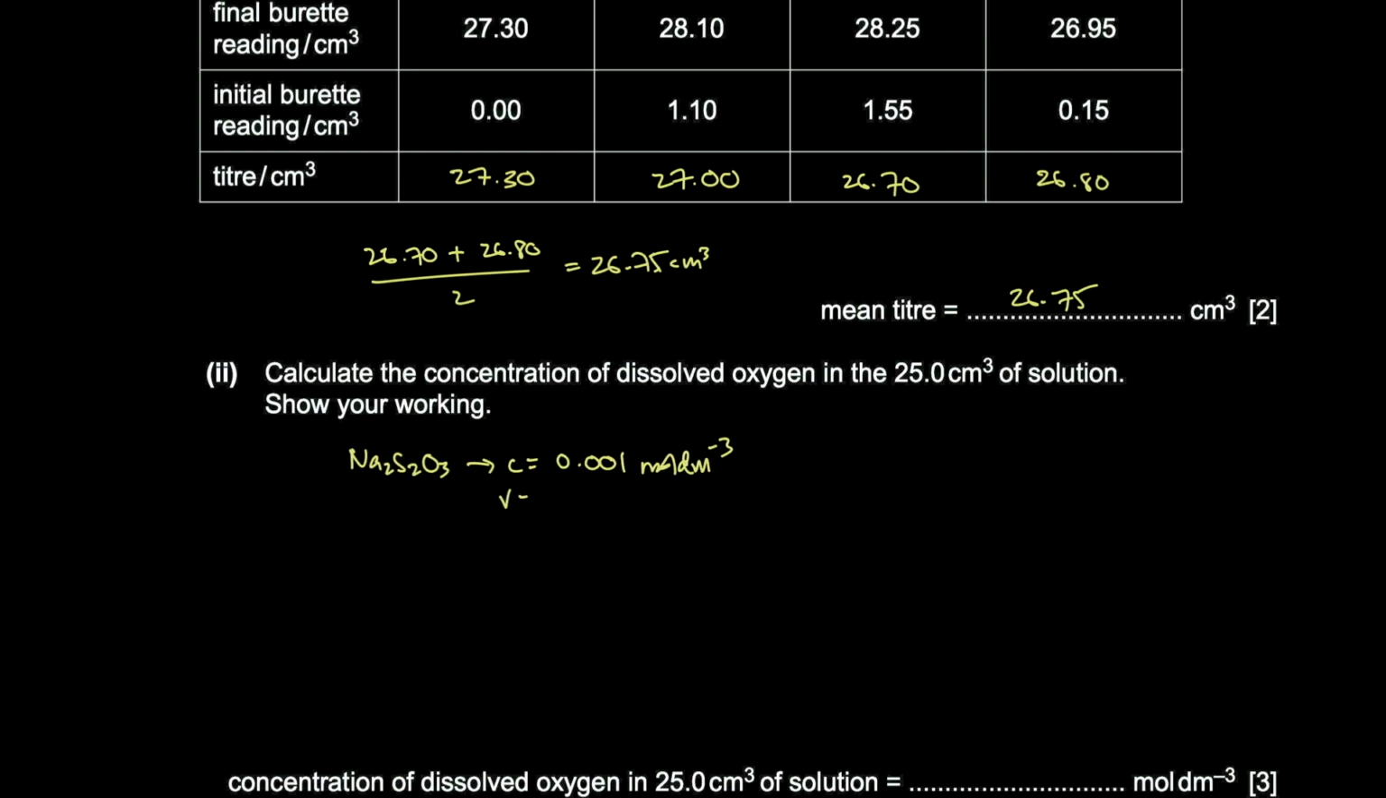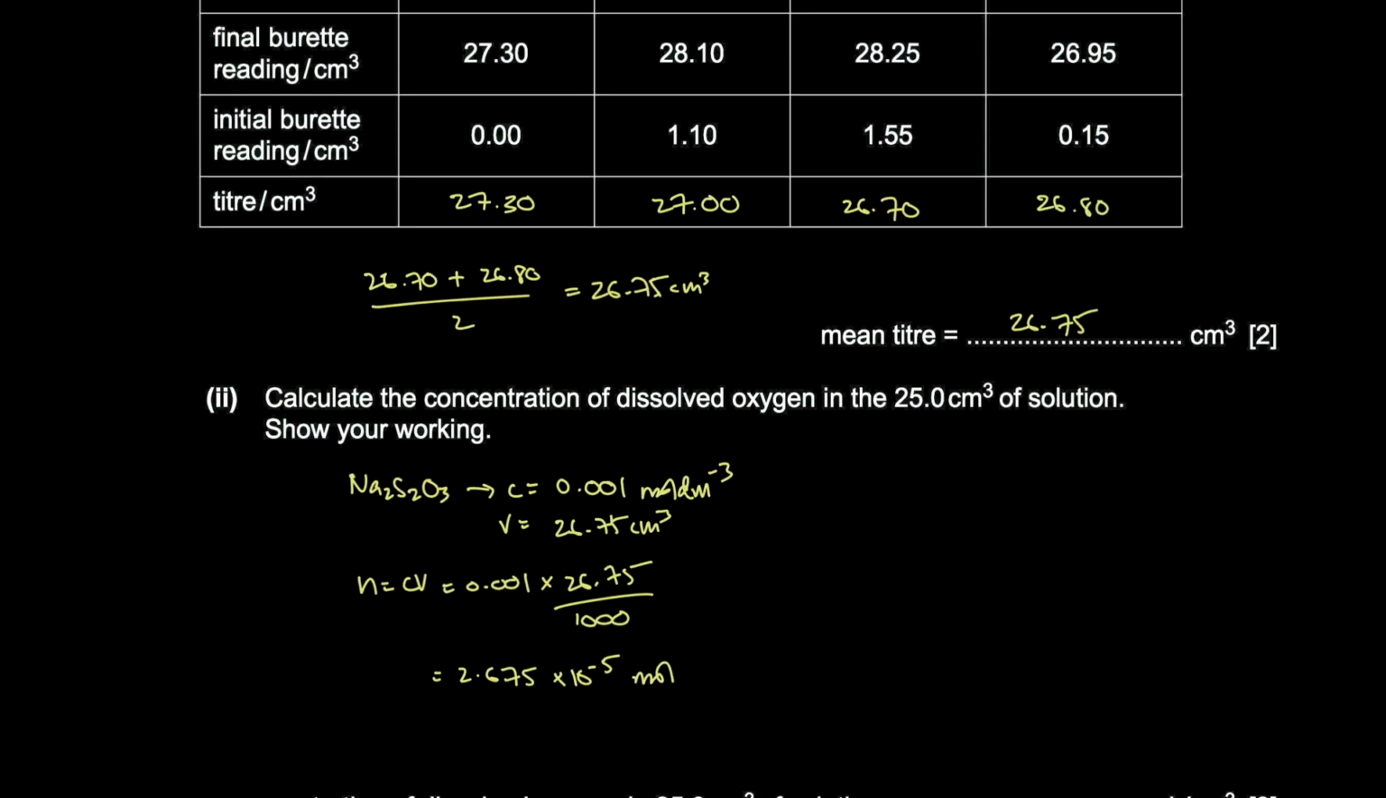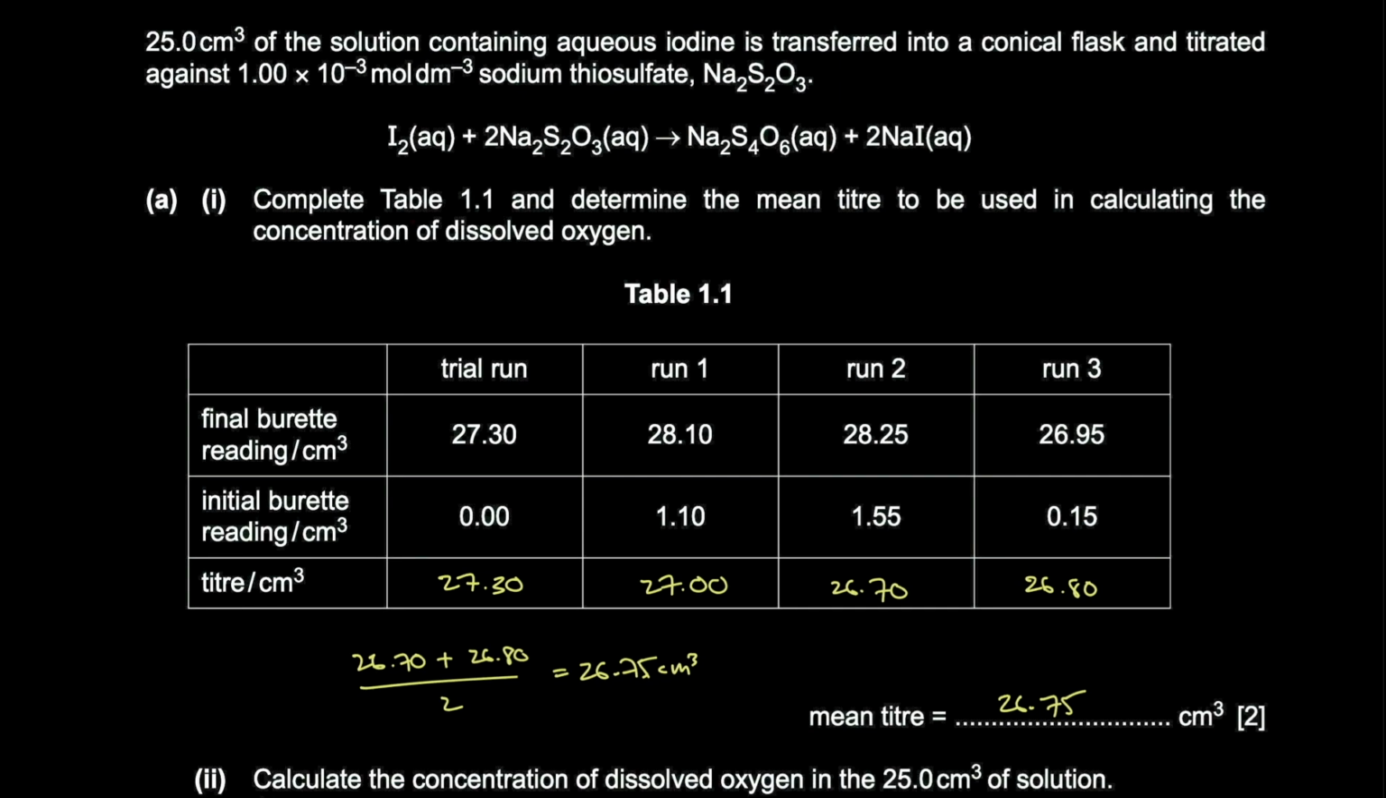And the volume is 26.75 cm cube. That's the mean titer. So the number of moles is concentration times volume, 0.001 times 26.75 divided by 1000. That gives us 2.675 into 10 to the power of minus 5 moles. That's the number of moles of sodium thiosulfate. Again, the concentration is given to us as 0.001 moles per dm cube, and we have the mean titer.